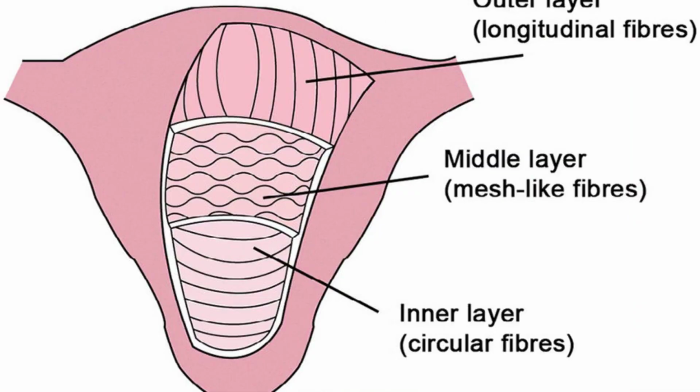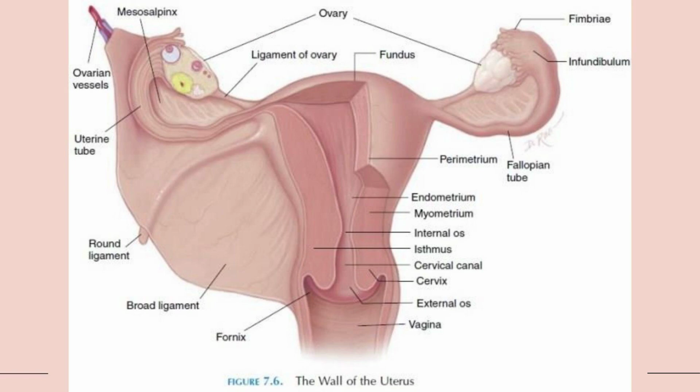The myometrium, the middle muscular layer of the uterus, consists of smooth muscle tissue that contracts during childbirth to facilitate the expulsion of the fetus. This layer also plays an important role in uterine contractions during menstruation. The perimetrium is the outermost layer of the uterus. It is made up of connective tissue that protects and supports the organ. It helps maintain the shape and position of the uterus in the pelvic cavity.